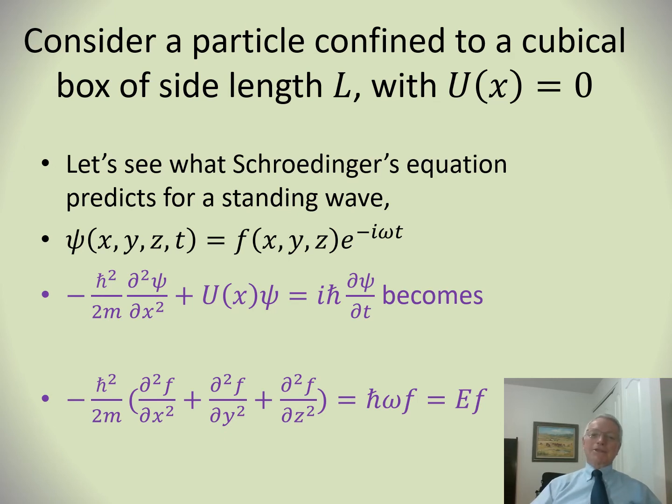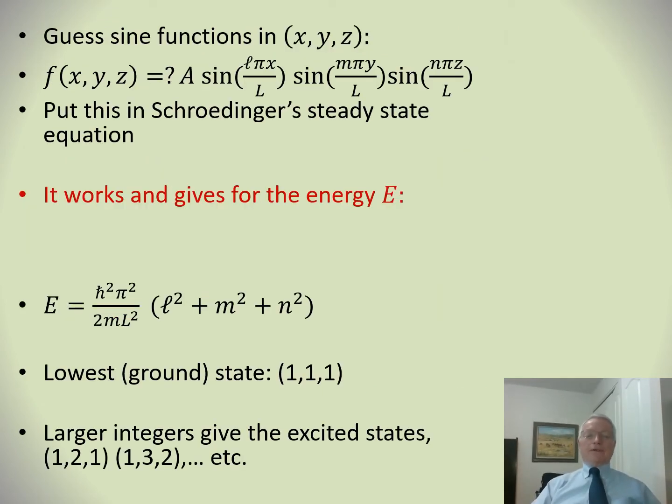In quantum mechanics, you always pick e to the minus i omega t. You take Schrodinger's equation, you put this guess for what it looks like in, and you get this equation at the bottom, which has spatial derivatives in it, and then some constants. And the energy shows up.